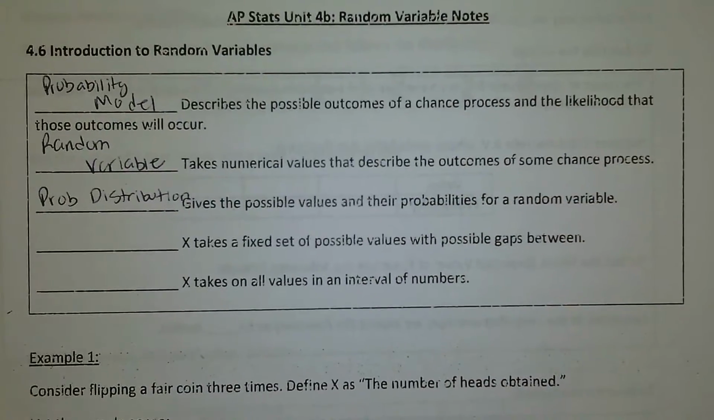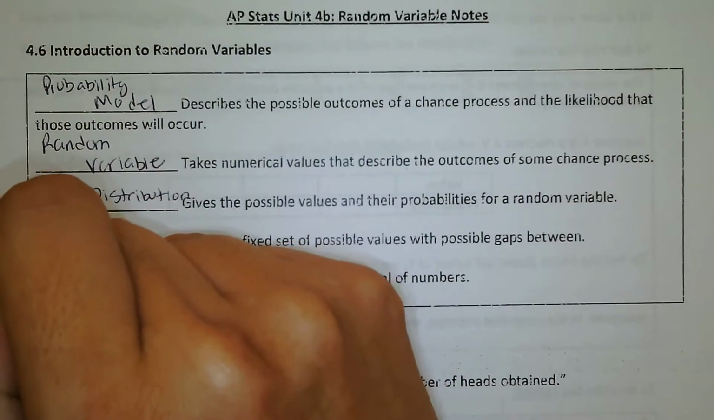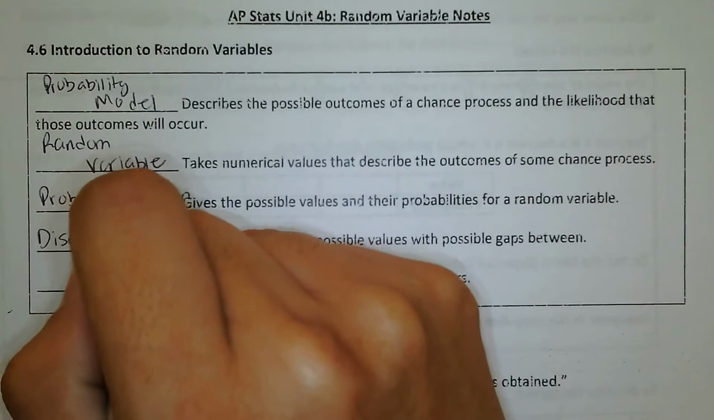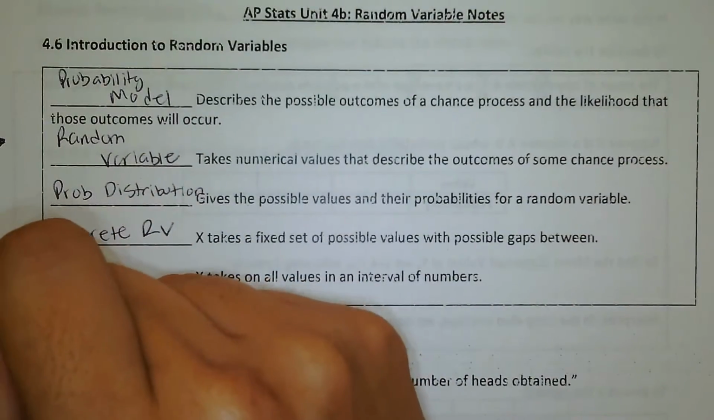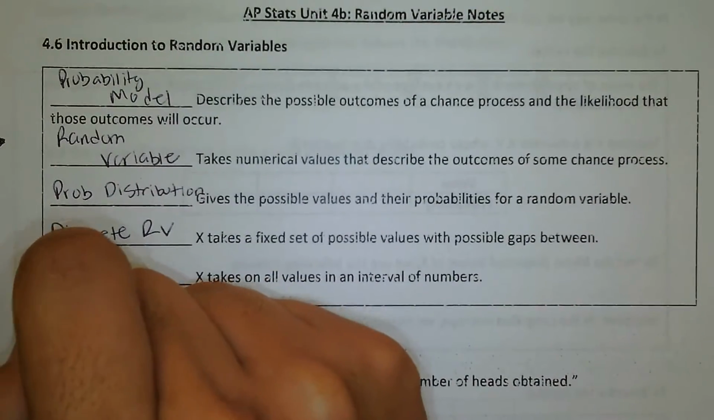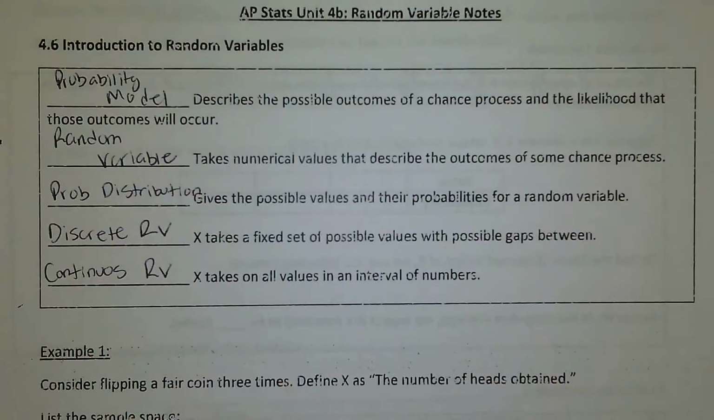All right, well, we have special types of random variables. For example, a random variable where x takes a fixed set of possible values with possible gaps between. This is what we call a discrete random variable. And a random variable where x takes on all values in an interval of numbers, this is what we call a continuous random variable. So two types of random variables.